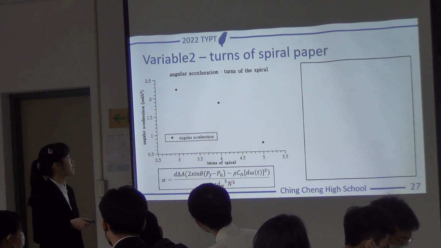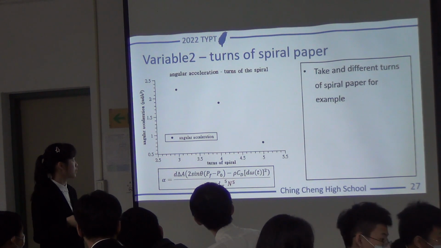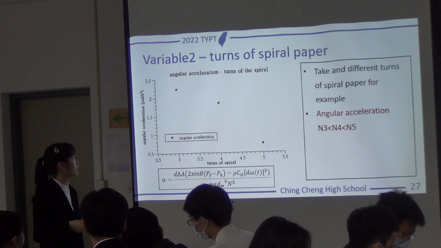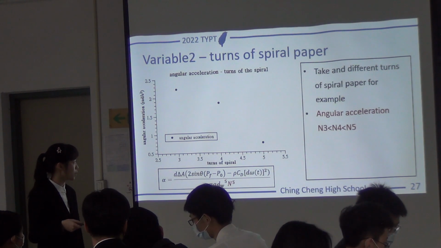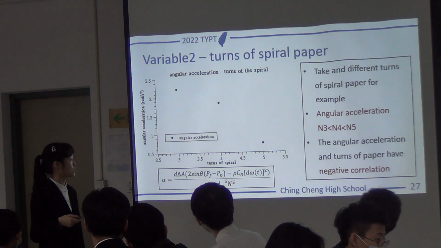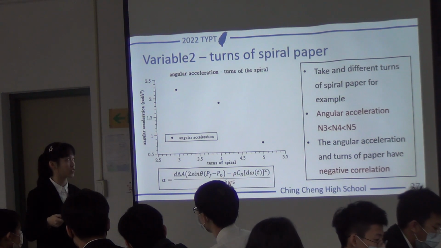And this is another variable in terms of spiral paper. We use 3 turns, 4 turns, and 5 turns to do our experiment. And we found out that the angular acceleration will become smaller when the turns of the spiral get bigger. So the angular acceleration and turns of paper have negative correlation. And that fits our assumption again.